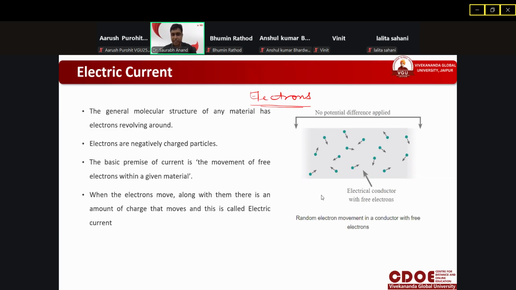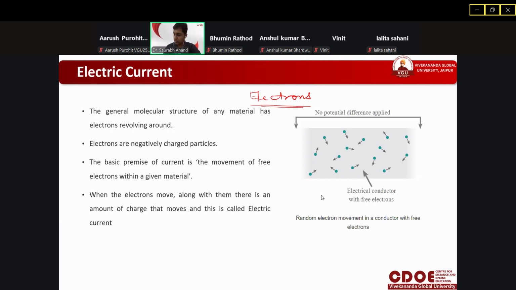So have you ever studied or have you ever heard about this term, electron? Yes, Aman. What do you know about electron? Yes, Aman, you can tell me. Okay, no problem.